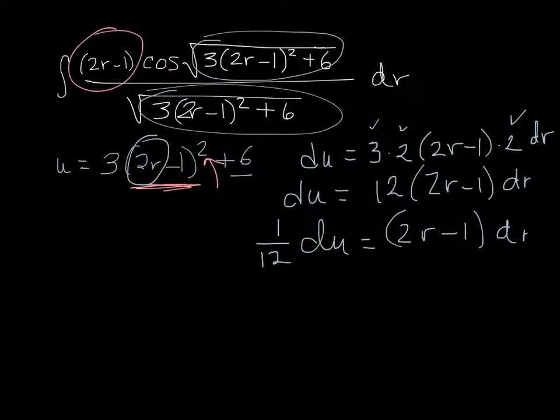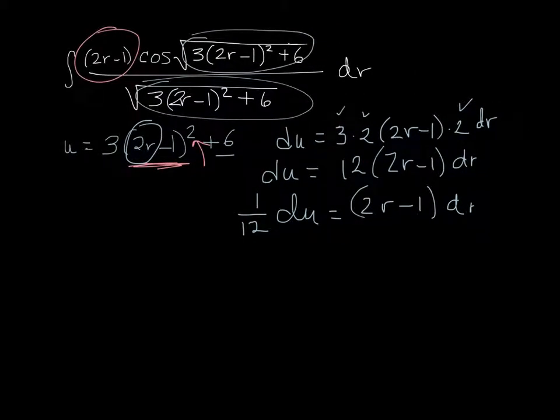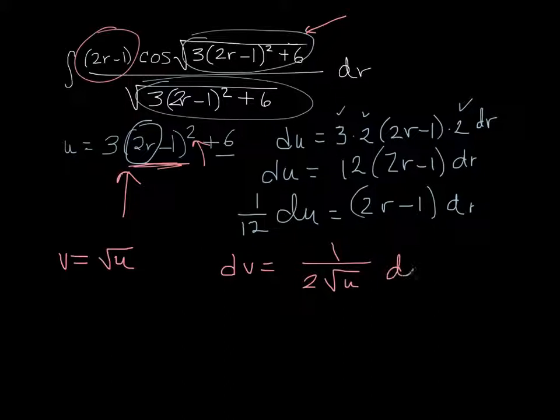Alright, so the problem is we still have all this square root business going on, so we'd like to do some more substitution where we could let v equal the square root of u. I mean that's kind of nice because this is u up here, and now we just have to plug in, instead of all that mess, just u. Well then of course dv equals 1 over 2 square root u du.